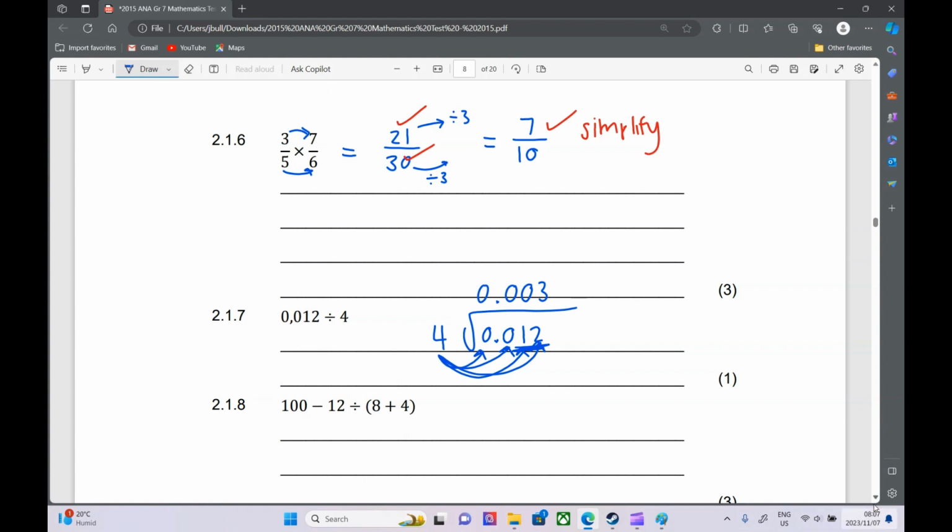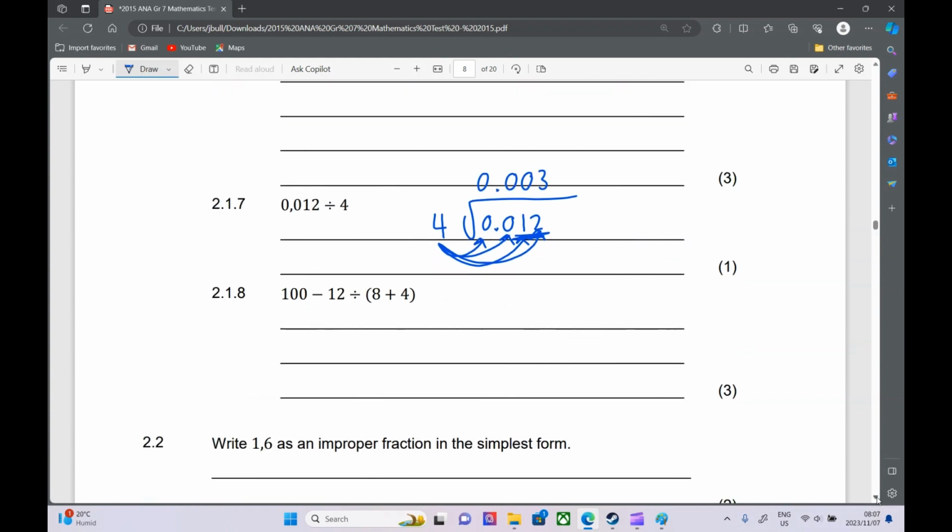Okay, then we've got a Bodmas question. With Bodmas, what we need to do is always work out brackets first. So first do brackets. If we work this out, 8 plus 4 is just going to be 12. Everything else stays the same. Next up, we don't have any orders, so next we have division. 12 divided by 12 is 1. So 100 minus that. And then finally we have to do the adding or subtracting. 100 minus 1 is 99.